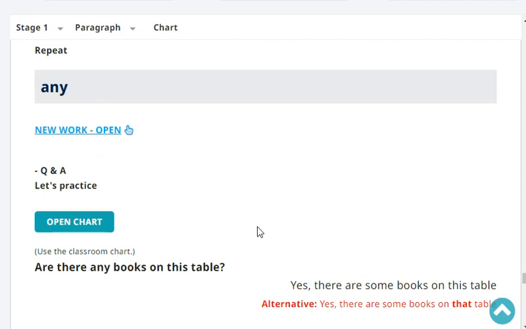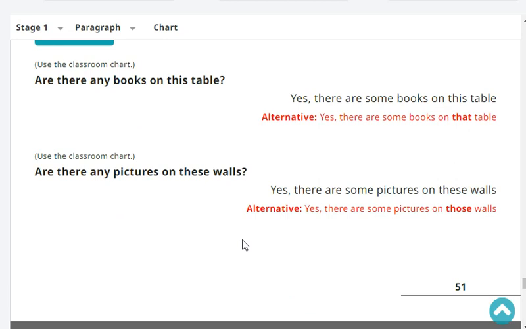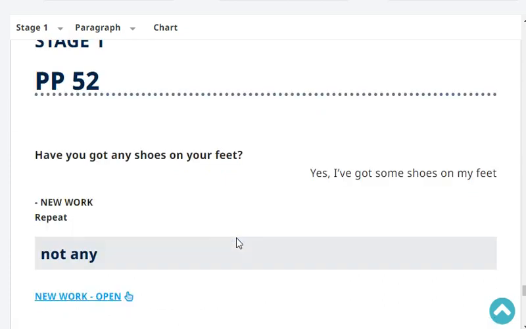Okay, are there any books on this table? Yes, there are some books on that table. Are there any pictures on those walls? Yes, there are some pictures on those walls. Very good.